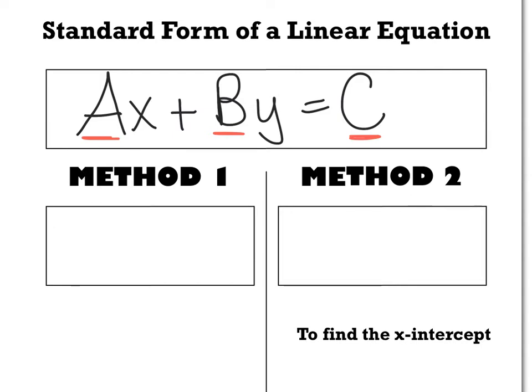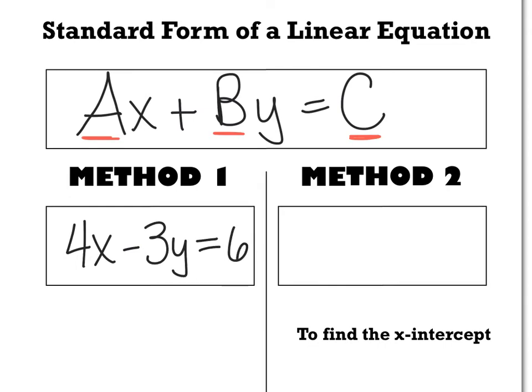We're going to look at two different methods in order to graph them in standard form, and it really depends on what works for you and what is being asked of the equation on what method you are going to use. So we're going to use the same example in both of them. Let's do 4x minus 3y equals 6.